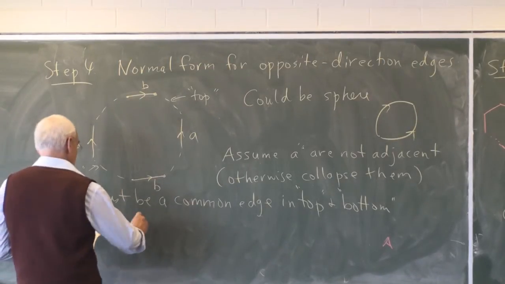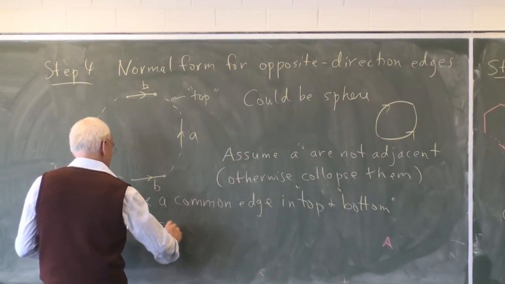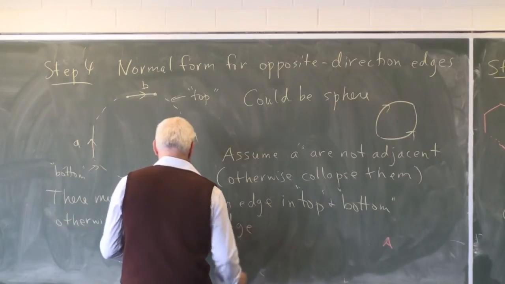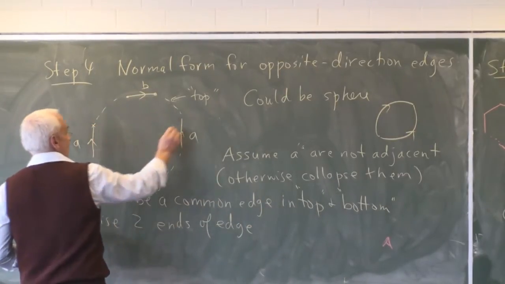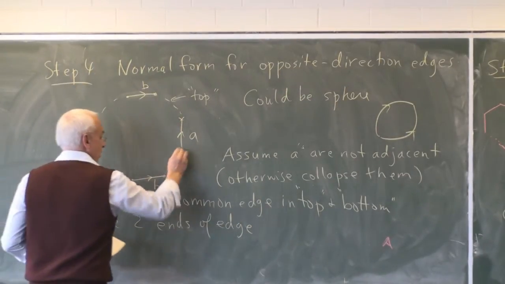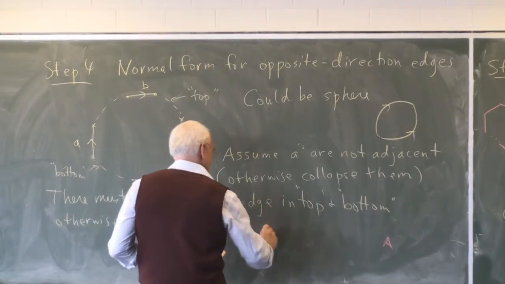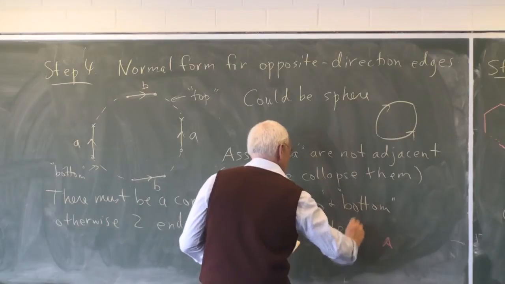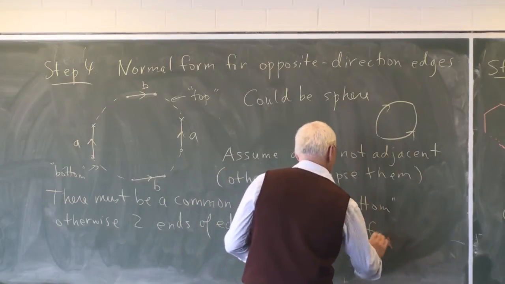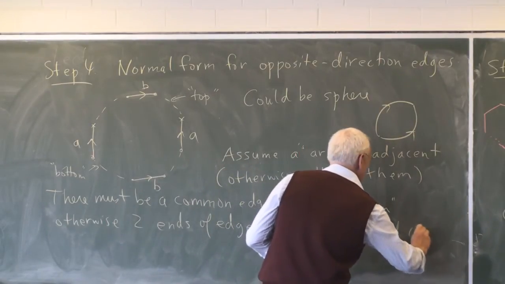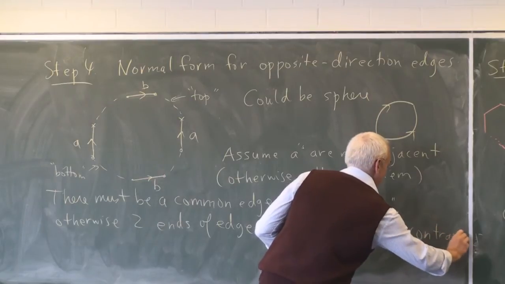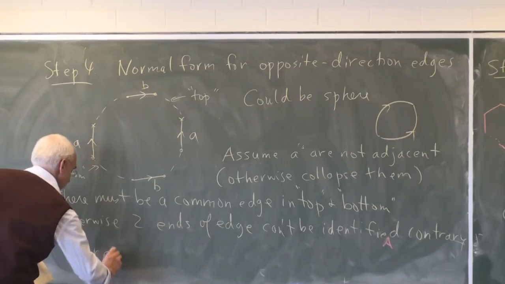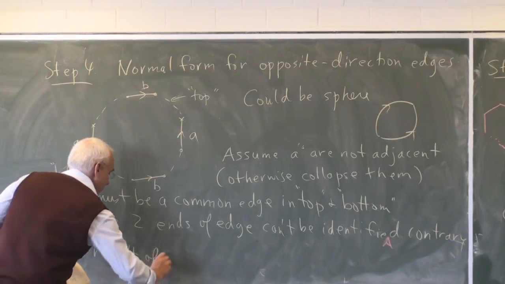Otherwise, the two ends of the edge, say this end and this end, can't be identified, which would be contrary to the result of step 2.